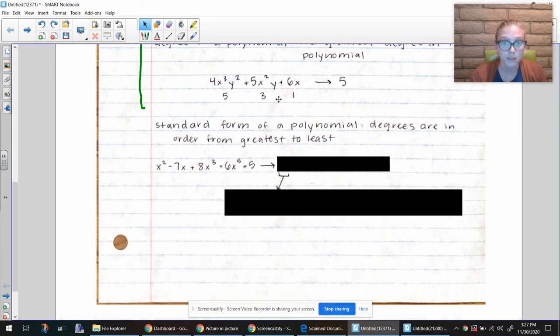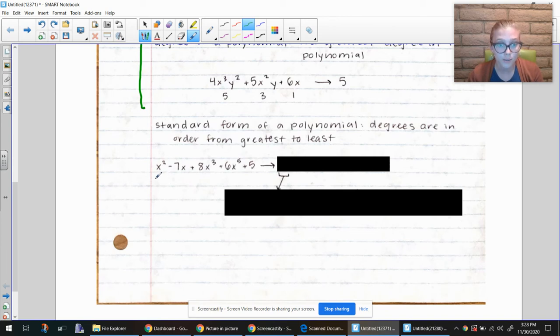We write polynomials in standard form to make them easier to compare and to also figure out their terms for when we're combining like terms. It keeps things nice and organized, and it makes it easier for us to do math with things. So let's put this polynomial in standard form.